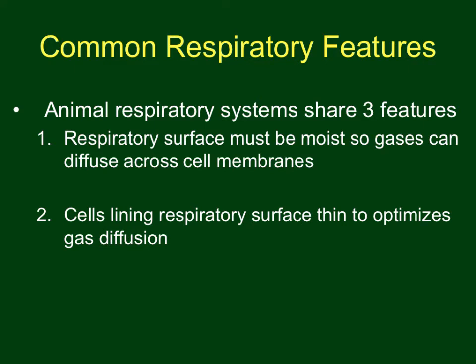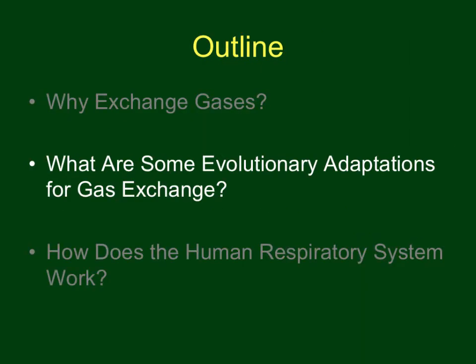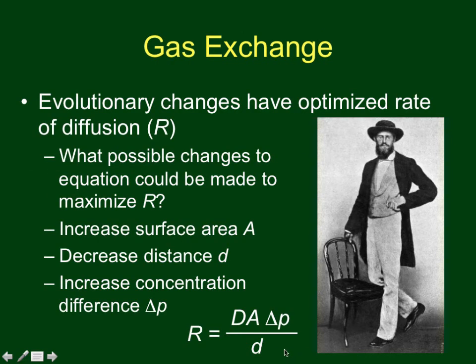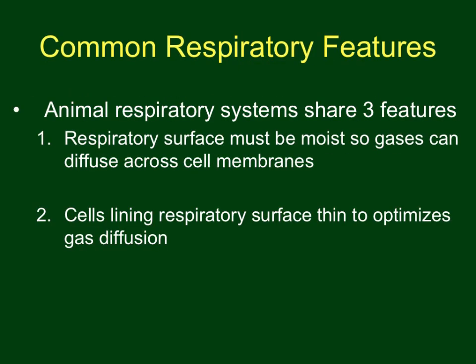The second one is that the cells that line the respiratory system have to be thin so that gas exchange is maximized. And so if we think back to our equation here, that will be little d. We want to have this number as small as possible. The surface across which gases travel has to be especially thin. We want a relatively thin layer separating the two places we want the gases to go, so that the little d value is minimized and therefore rate of diffusion is maximized.